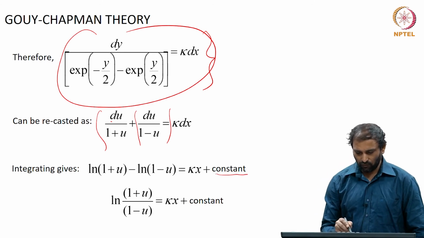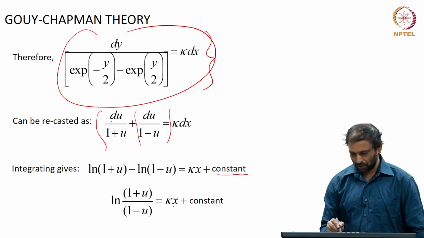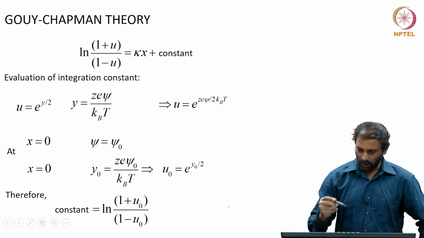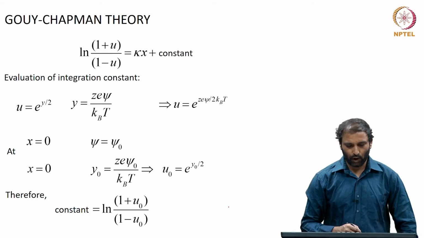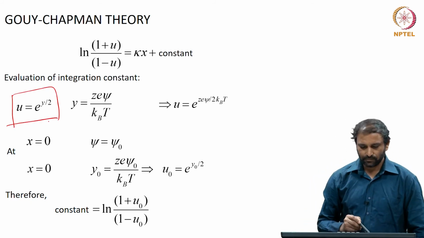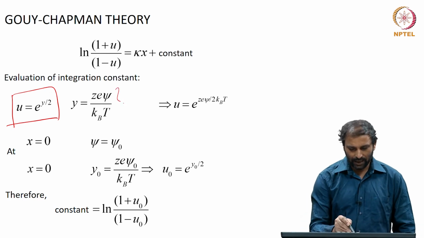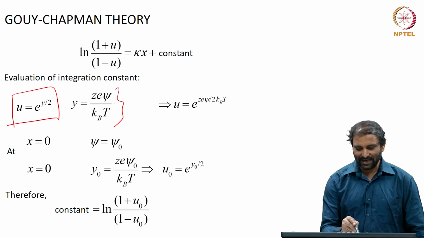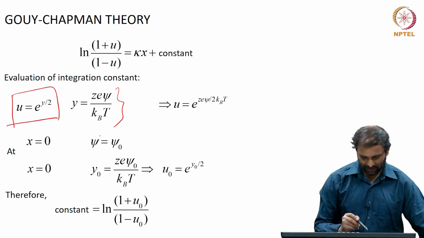Therefore, ln of (1 plus u) divided by (1 minus u) is equal to kappa times x plus a constant. So, I can integrate again and evaluate the constants. We have substituted u as e power y by 2, and therefore, y becomes z e psi divided by kBT, right. That is what we had done.